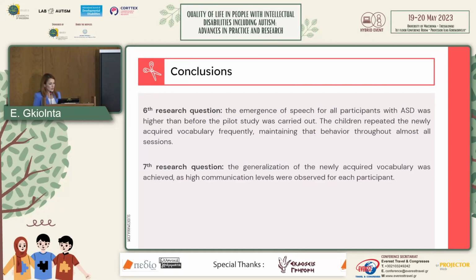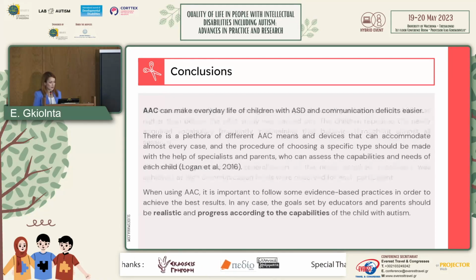The sixth research question: the emergence of speech for all participants with ASD was higher than before the pilot study was carried out, and the children repeated the newly acquired vocabulary frequently, maintaining that behavior throughout almost all sessions. And the last research question was that the generalization of the newly acquired vocabulary was achieved, as high communication levels were observed for each participant.